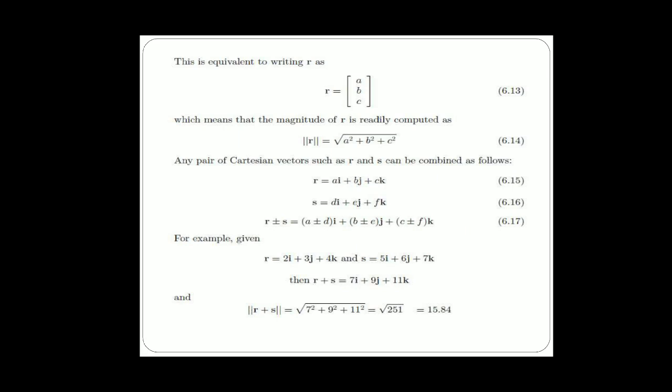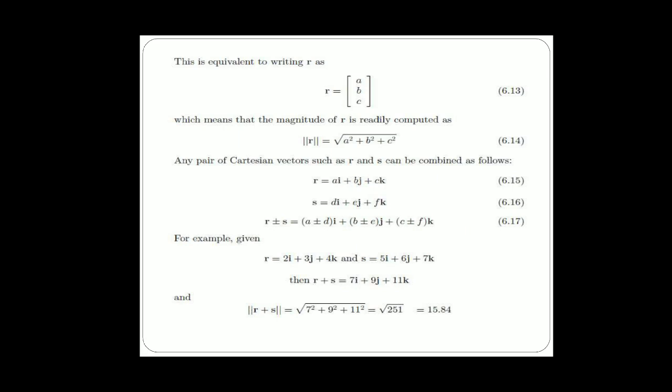Any pair of Cartesian vectors such as r and s are combined as follows. If we combine both r and s, head and tail, we can write r as a of i plus b of j plus c of k, and s is equal to d of i plus e of j plus f of k. r plus s is equal to a plus or minus d of i, because they have the common component i, plus b plus or minus e of j plus c plus or minus f of k, that is equation 6.17.